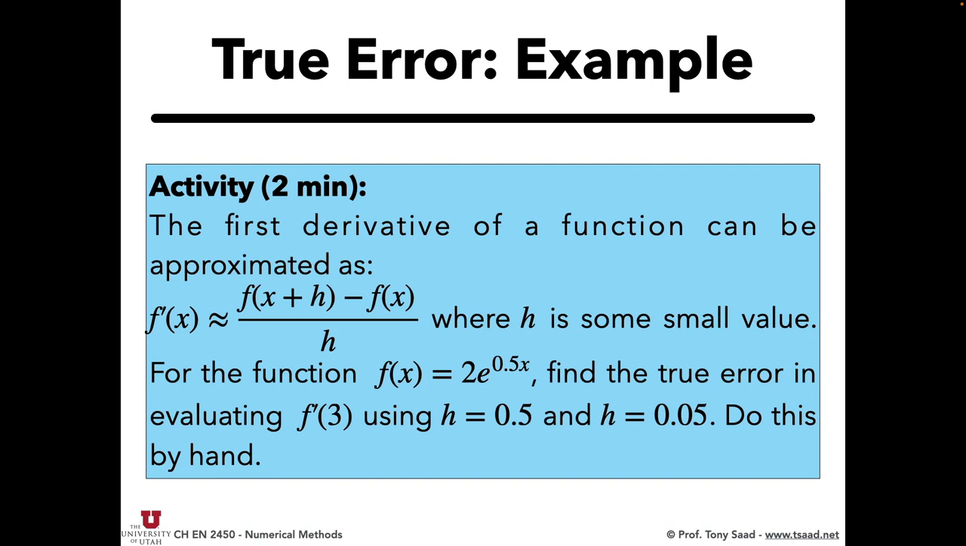We are going to choose that value. We're going to evaluate this approximation for the function 2 times e to the 0.5x. And your job is to find the true error in evaluating f prime of 3 using h equals 0.5 and h equals 0.05. You've got to do this by hand on your worksheet. You can use your calculators. Go ahead, work as groups.